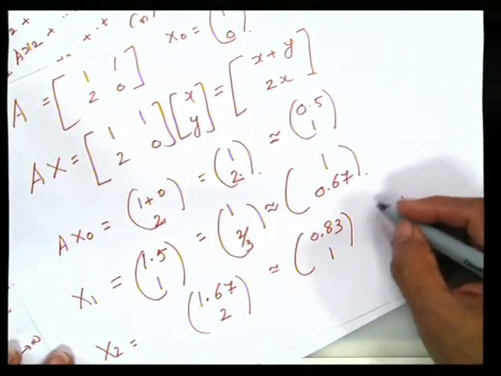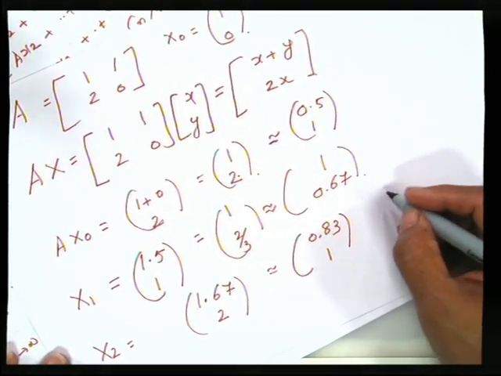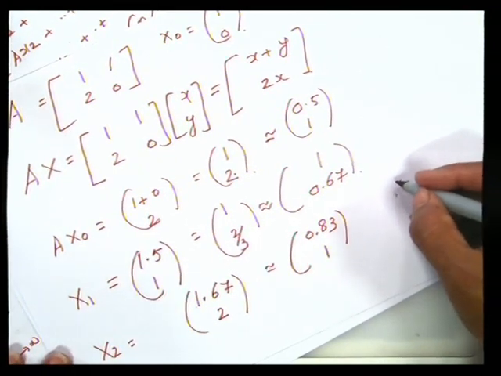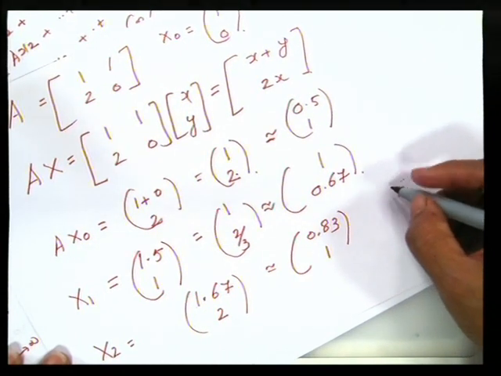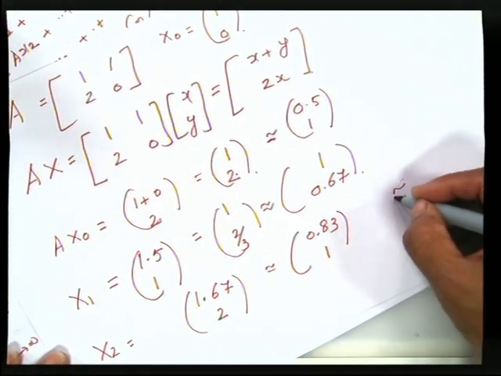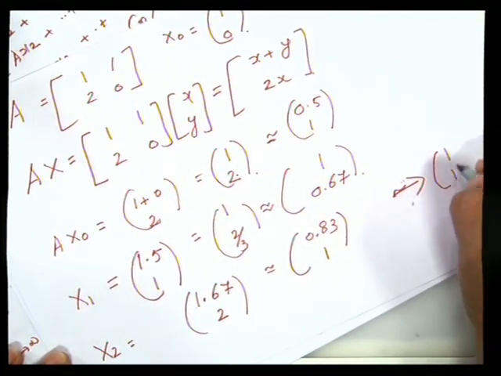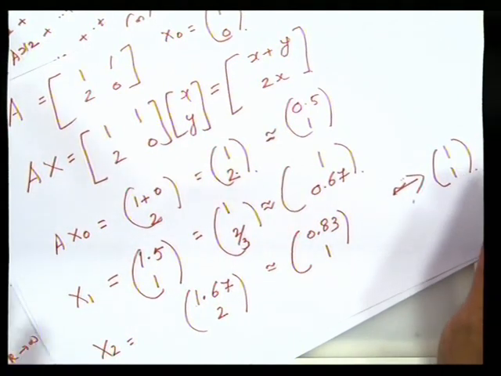If you carry out this process, after a few stages, you will realize that both the coordinates tend to be almost very close to 1. It will be 0.9998, 0.98 and so on. You can try this exercise. So as k becomes very large, this approaches the value 1, 1. So we find that 1, 1 is the dominant eigenvector.